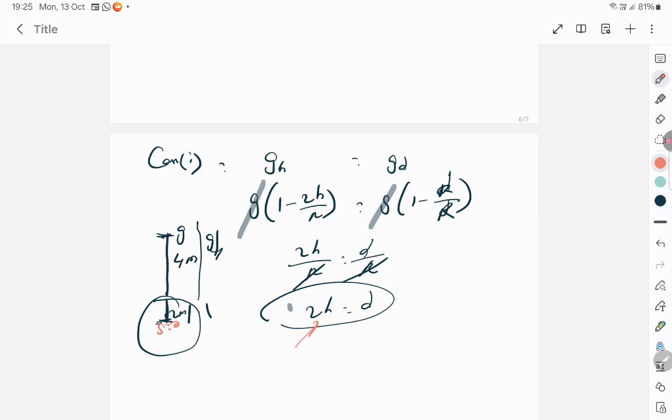4 meters you have to travel up, and for down you have to go only 2 meters, and the gravity will be the same. That's this derivation.